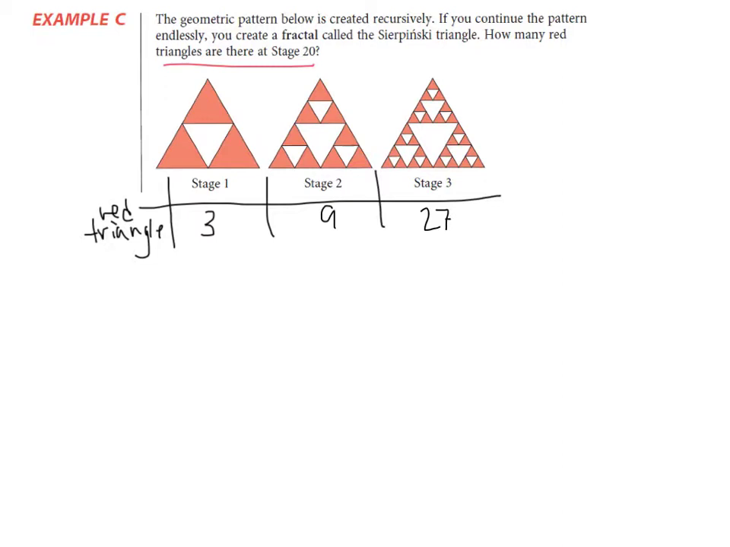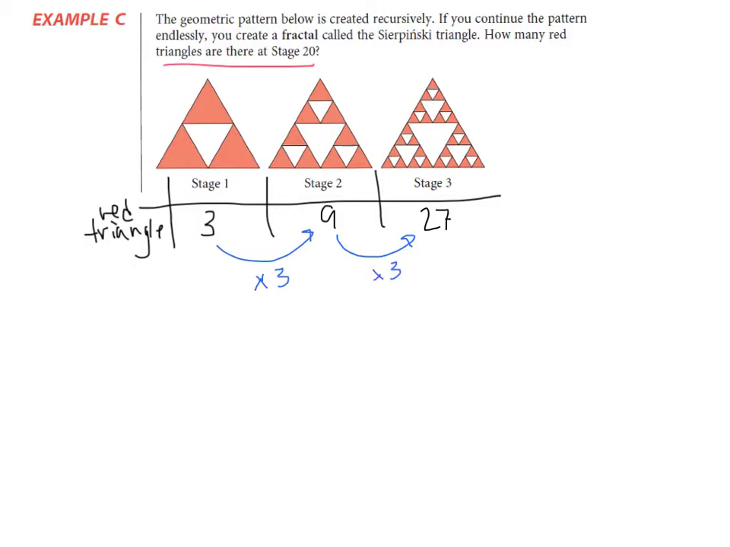This time when we're looking for the constant change, if you notice going from 3 to 9 and 9 to 27, there's not one constant thing you could add, right? 3 to 9 you add 6, but then 9 to 27 you add 18. So it's not a constant change of adding, it's a constant change of multiplying. 3 times 3 would give us 9. And 9 times 3 gives us 27.